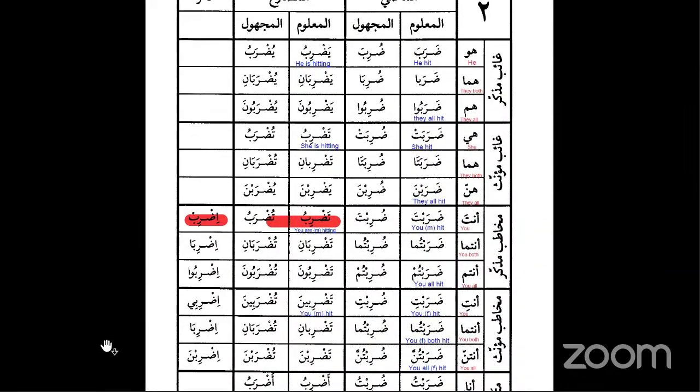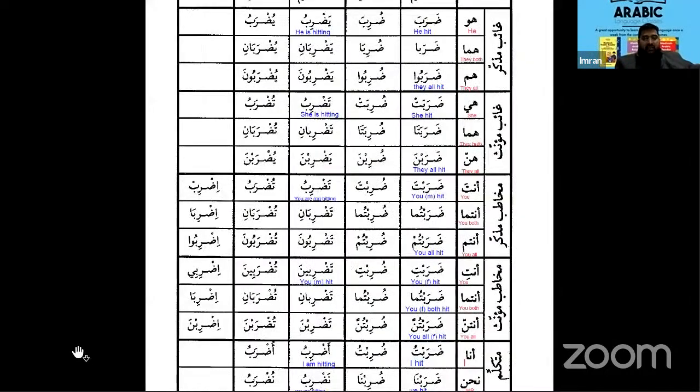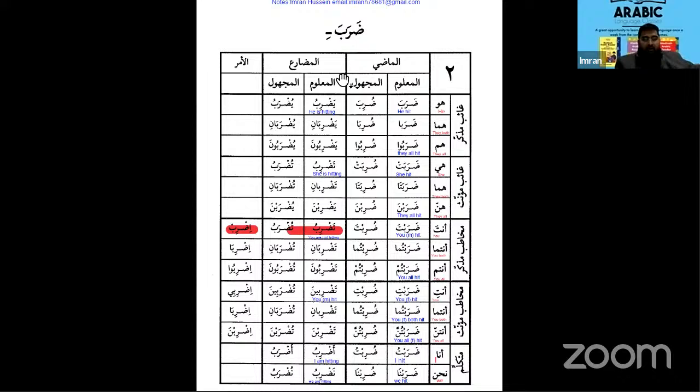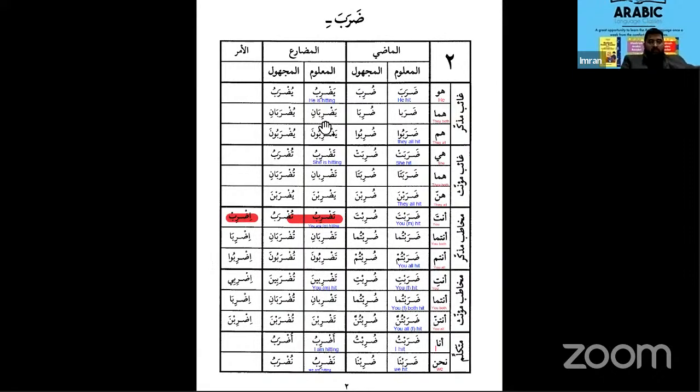Can you do yadribu? So now the next pattern is yadribu, where the present tense has a dhamma. Sorry, not a dhamma. The present tense middle letter has a kasra. Yadribu. Can you conjugate that, please, for me?